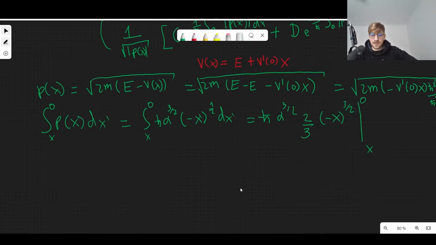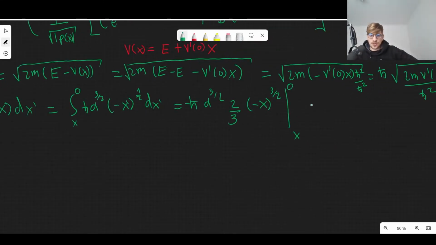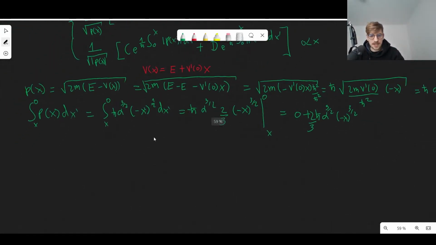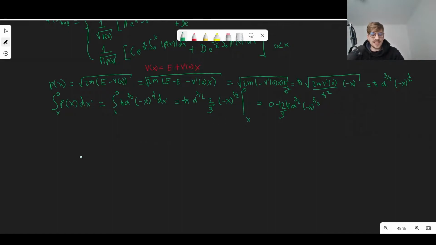So everything is fine, but we still have to evaluate this between x and 0. Now at 0, this is of course 0, so we are left with 0 minus this thing. So we get another minus here, so plus h bar alpha to the 3/2, 2/3, and also minus x to the 3/2. Now we have actually done this calculation before, but I'm just doing it in case you haven't watched the previous videos.